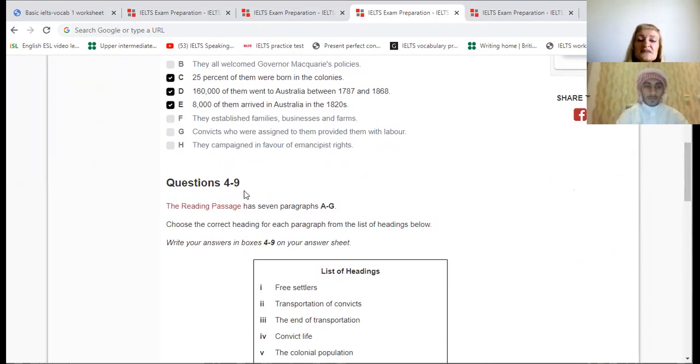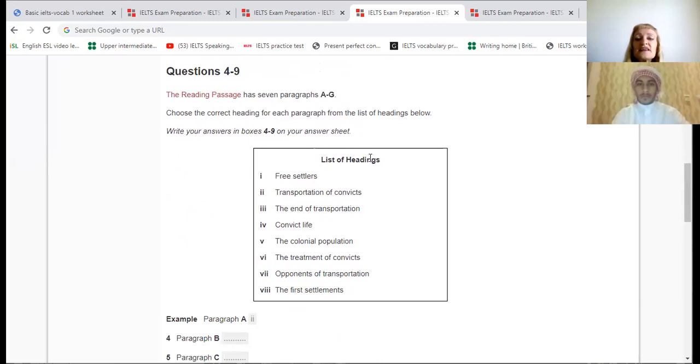So then you go on to questions 4 to 9, for example. It says the reading passage has 7 paragraphs, A to G. Choose the correct heading. So they have examples here. For example, this is all the headings. You could choose free settlers or transportation of convicts or the end of transportation or convict life. They want you to give headings, little titles. So the question is, choose the correct heading for each paragraph from the list of headings below and write your answers in boxes 4 to 9.